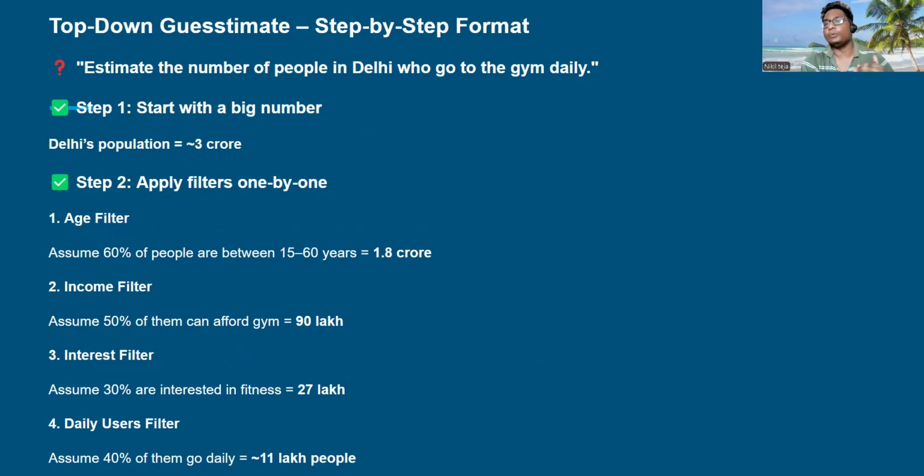But by using the top-down approach, we have solved the guesstimate and come to the answer of 11 lakh people of Delhi going to the gym daily. So this is about guesstimates, guys. You need to think logically. You need to think in a structured way.